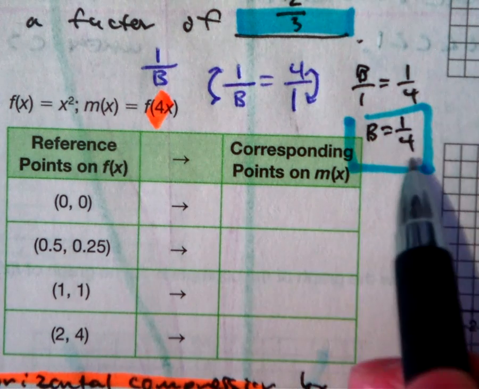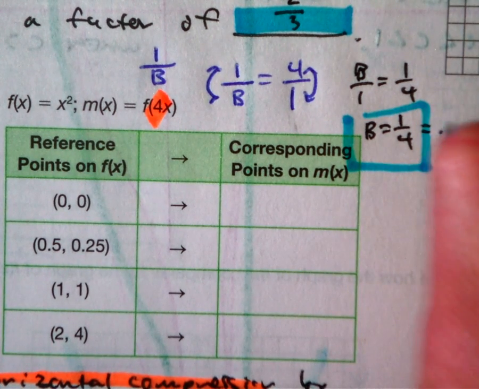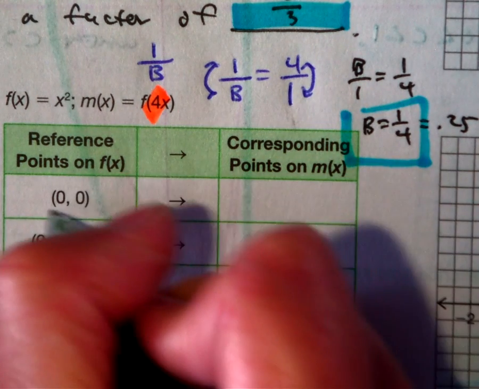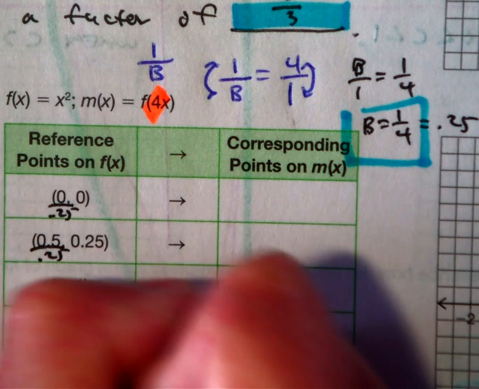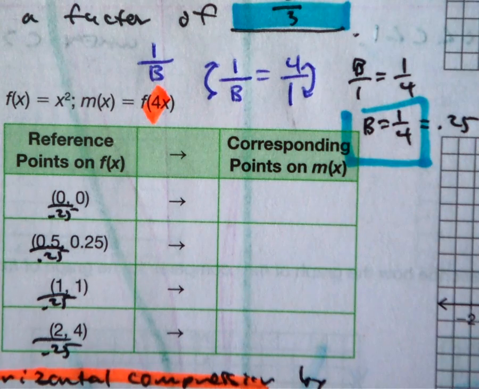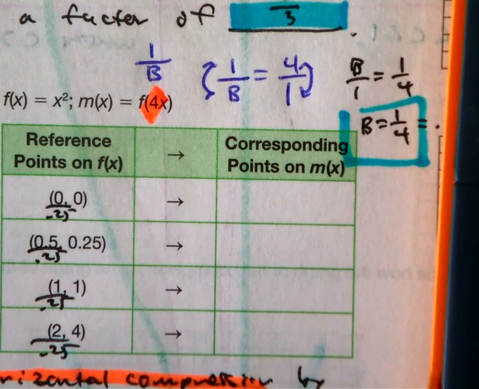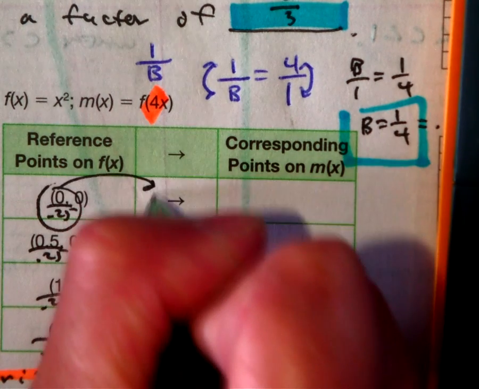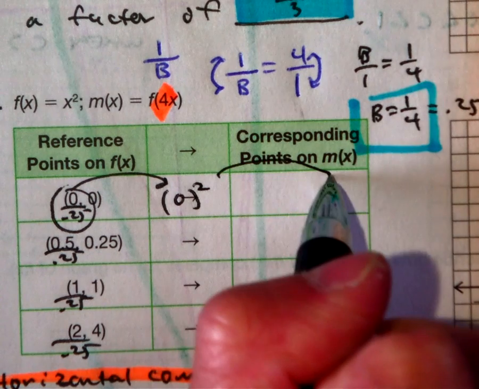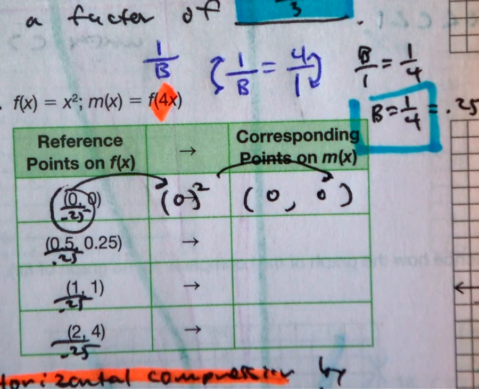Well, if you convert 1/4 into a decimal, that's 0.25. And essentially what you're doing is you're dividing all the x values by 0.25. And you're taking those values, so let's do that. Kevin, when you take 0 divided by 0.25, you get? 0. And 0 squared? 0. So I get 0, comma 0. Raise your hand if you got 0, 0. Good job.